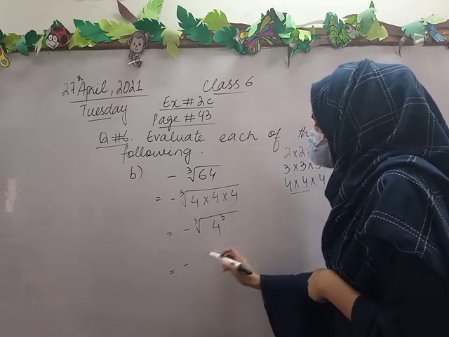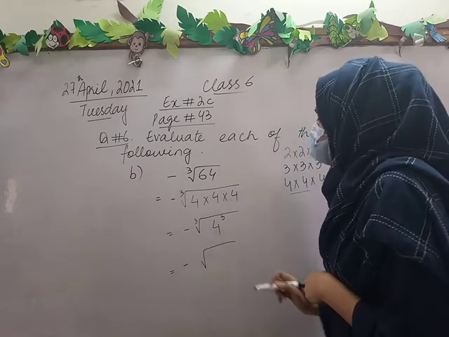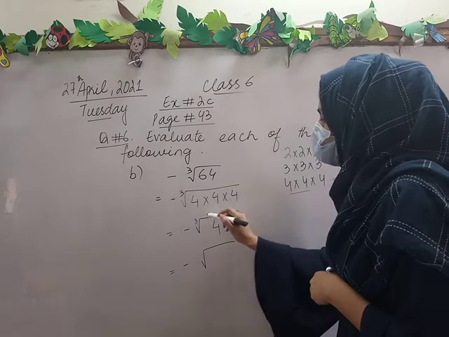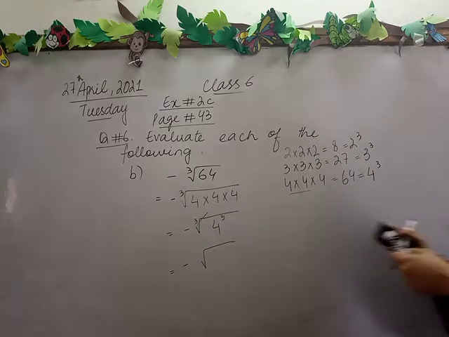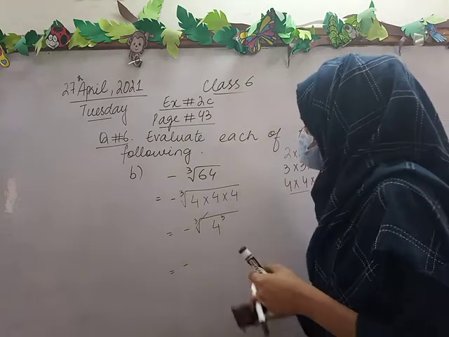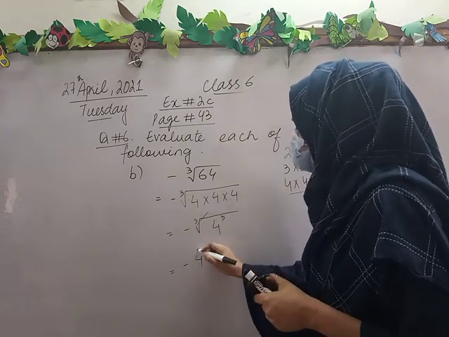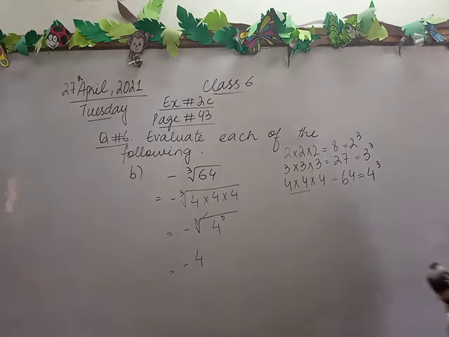Minus as it is. In the next step, this 3 will be cut by this cube root. In the end we have 4. Is it clear?